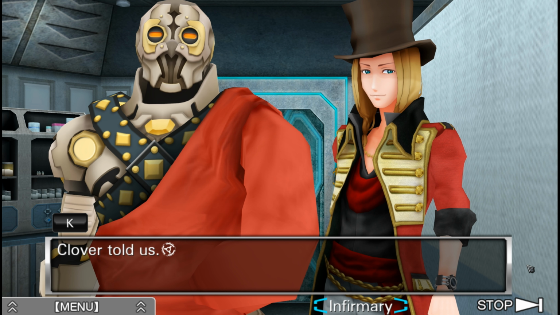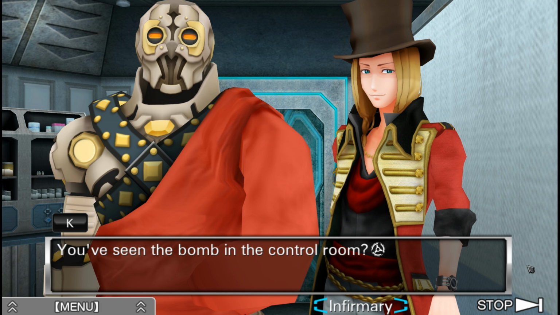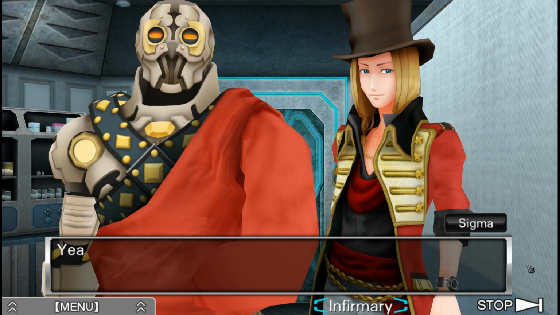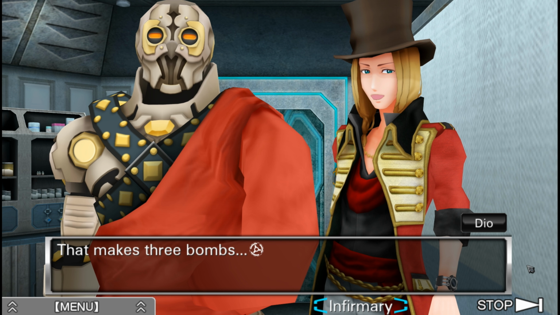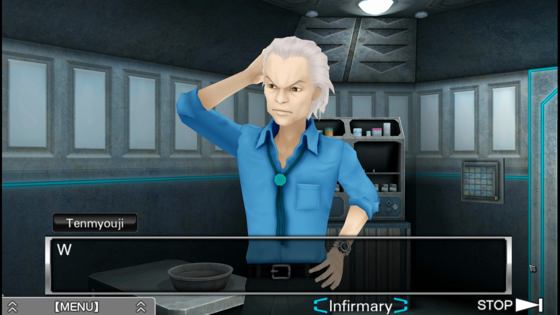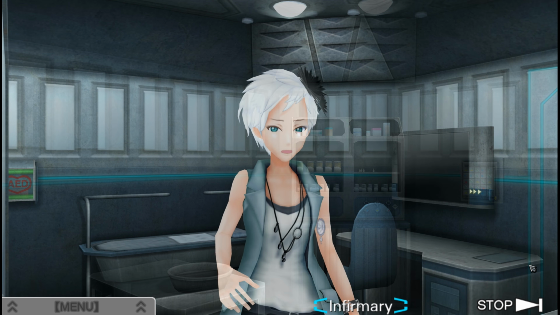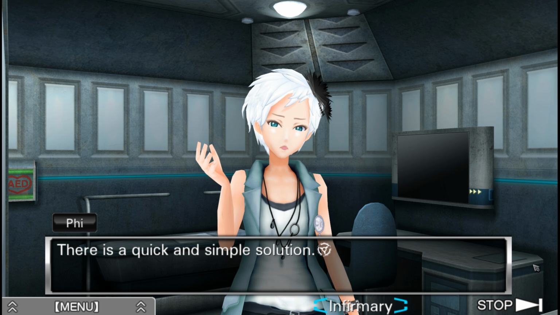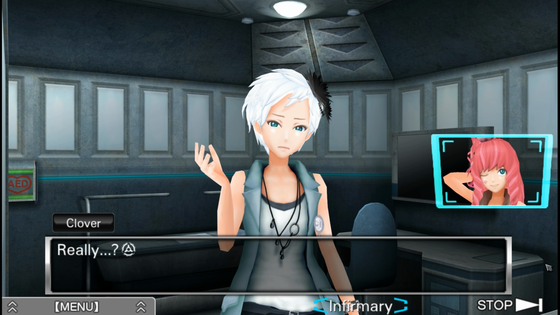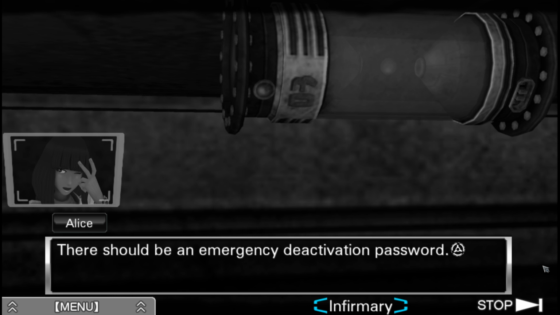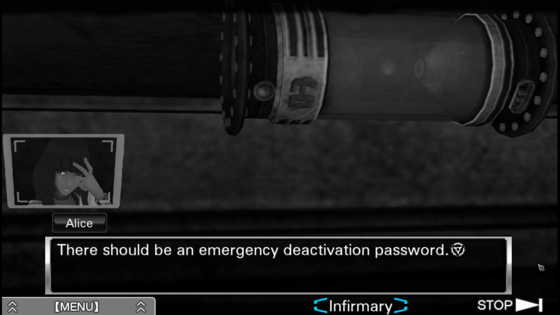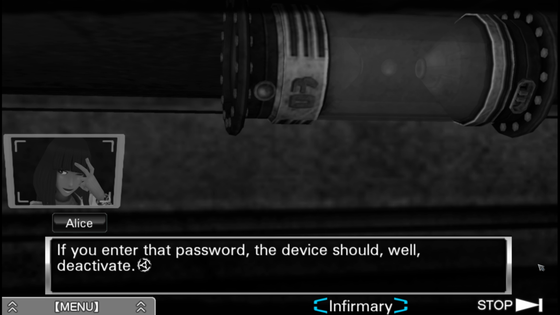Clover told us. You've seen the bomb in the control room. Yes, sir. So what the hell should we do? That makes 3 bombs. Well, we have to do something. They're bombs, for God's sake. There's a quick and simple solution. Really? Remember what Alice said? There should be an emergency deactivation password. Yes, there has to be. If you enter that password, the device should, well, deactivate.